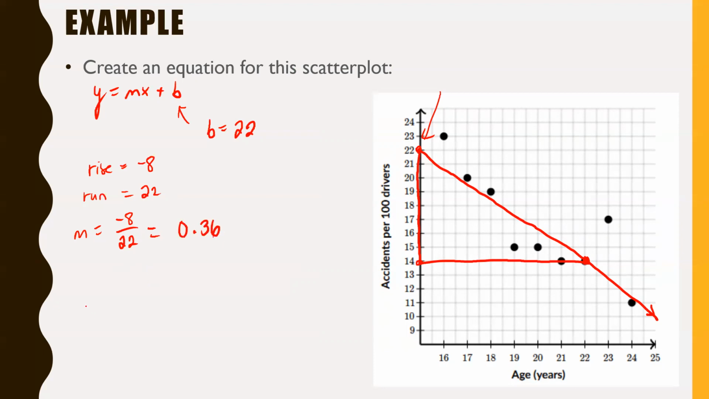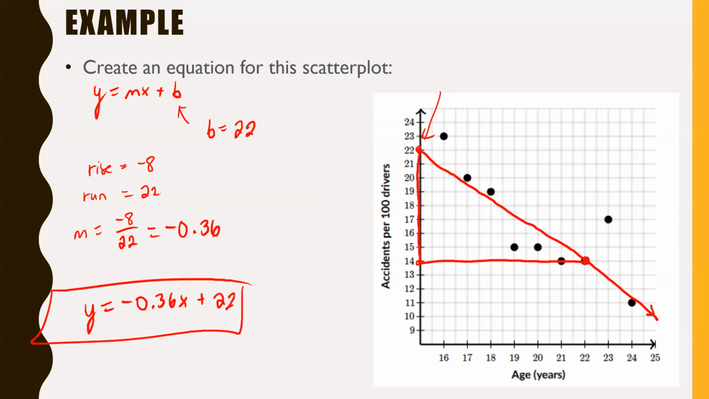So I can write this now. Y equals mx plus b. We know m. Oh, sorry, -0.36. My mistake. Anyway, y equals negative 0.36x plus b. B is 22. There it is.